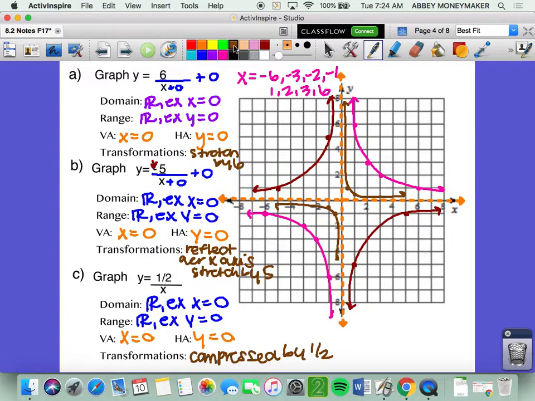Now, I want you to take a second and I want you to look at all 3 of these graphs on the same coordinate plane. Okay? What is something that you notice between that A value and how the graph looks?